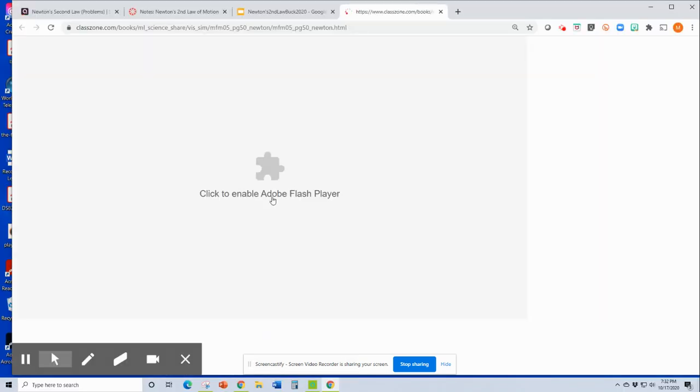Let's see if this works. I hope it still does. We like it a lot. Hopefully it's going to be, oh, it's flash. That's okay. I'll allow it.